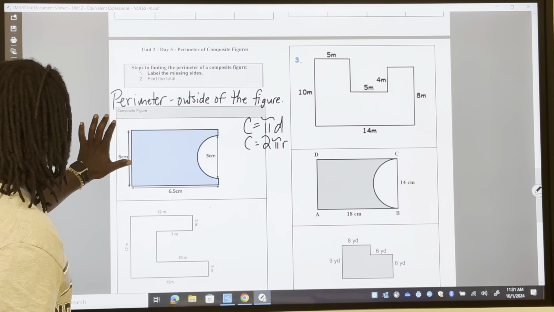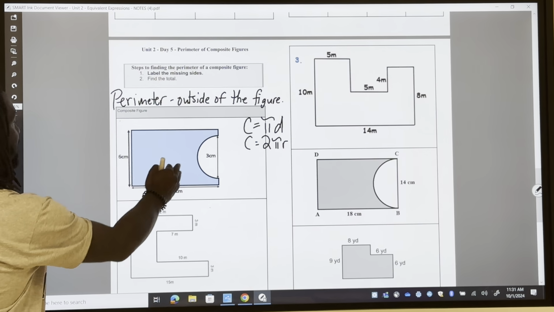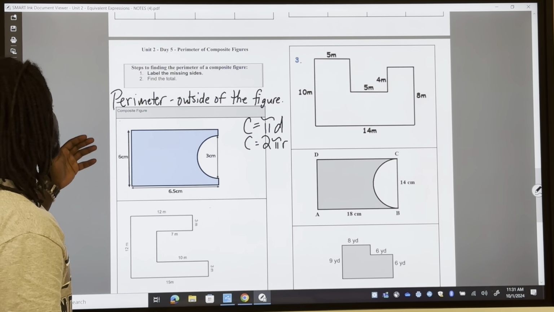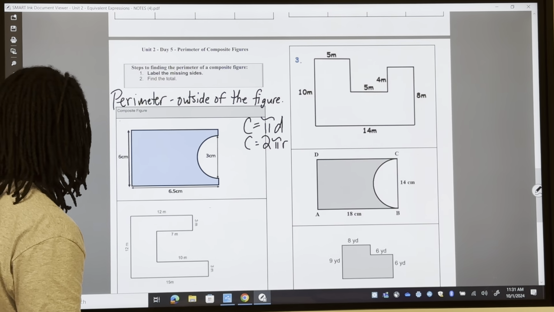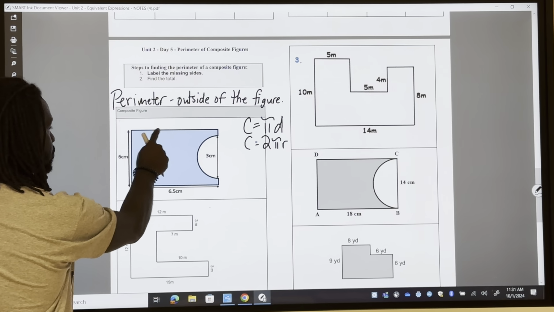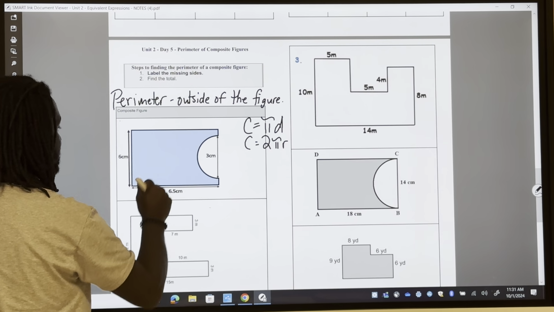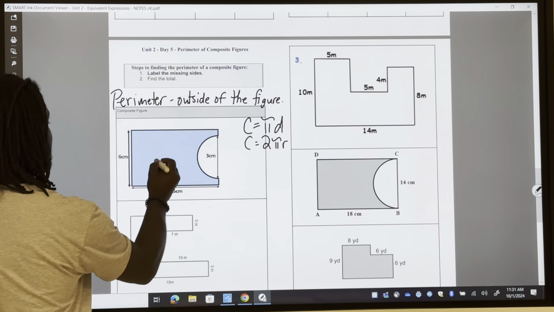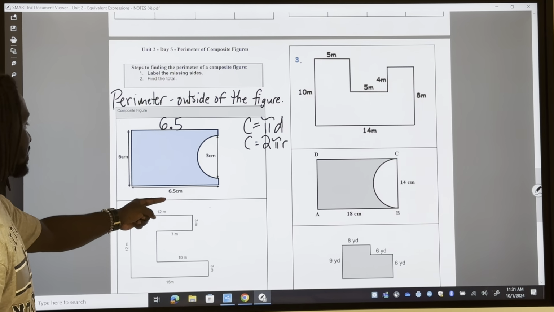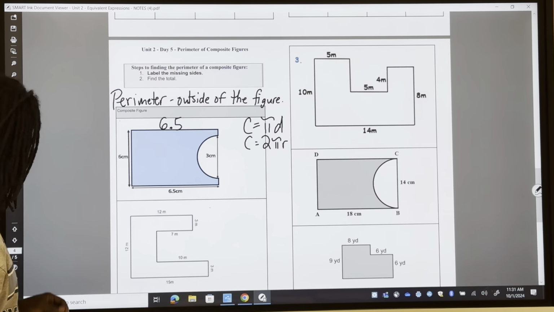Okay, so with that said, let's find the circumference, let's find the perimeter of this figure. Okay, so I'm gonna start by labeling the missing sides. Well, right now this side is sort of missing. Okay, so this is 6.5, okay, because I just looked across from that.